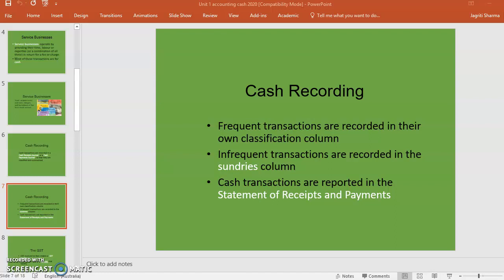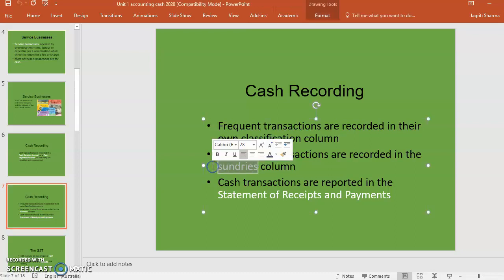The transactions that occur frequently will have a separate column, and the transactions that only occur maybe once or twice a month can be classified under the sundries column. So the sundries column is for transactions that occur very infrequently. Now cash transactions are reported in the statement of receipts and payments. When I show you the example, I'm going to show you that as well.